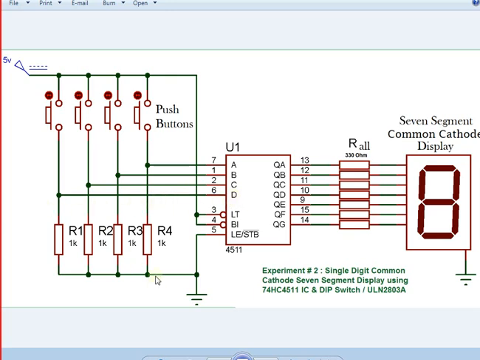So I want them to get 0 volts. Through this resistance, I am providing them 0 volts. So when the push button is not on, I am providing 0 volts through this 1 kilo ohm resistance to each of A, B, C and D.